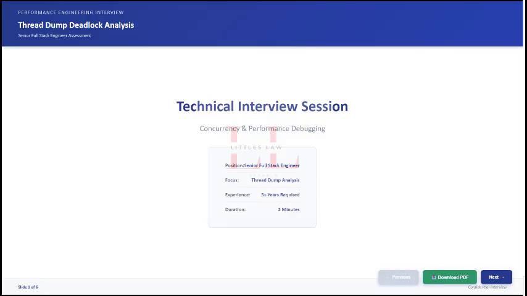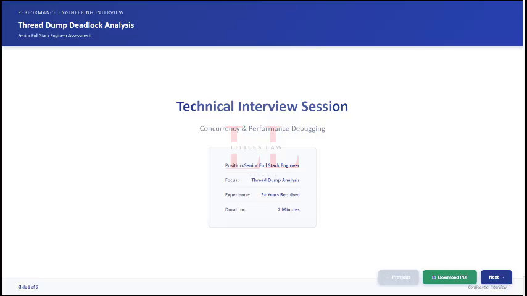We're going to see about production debugging skills, and specifically we're going to talk about concurrency issues and thread dump analysis. This is very critical for us because our platforms always handle high frequency trading systems where performance and reliability are non-negotiable. Before I dive in, let me give you some context. This is a scenario where you could get a question like this.